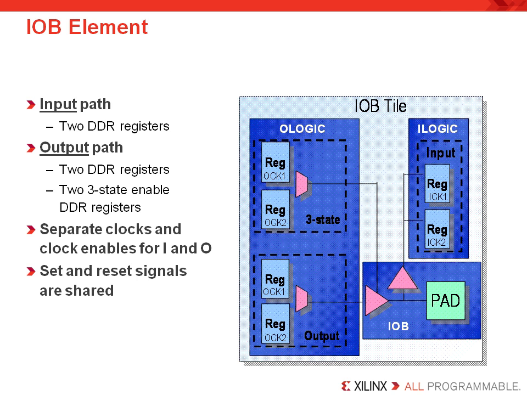The primary use of the IOBs is for registering data. In this slide, you see that there are 6 registers associated with the IOB to support the use of double data rate applications. As you can see, there are 2 registers for input, 2 for output, and 2 for 3-state enable. However, the IOB can still be used for single data rate applications just as easily. Each register supports separate clocks and clock enables for input and output. The set and reset signals, however, must be shared amongst all the flip-flops.